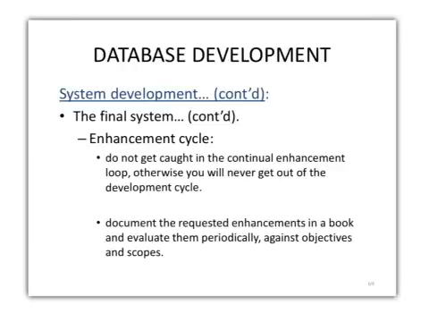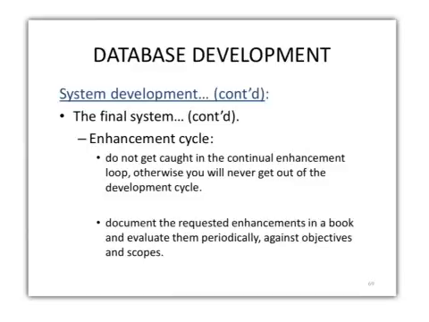Then the third cycle is the enhancement cycle. In the enhancement cycle, we should not get caught in a continual enhancement loop. Otherwise, you will never get out of the development cycle. The enhancement cycle is just a continuous enhancement over the years. So after alpha testing and beta testing, once we're done, we start to use the system, and over the years we start to hear feedback on how to enhance the system and how we can include those enhancements in future editions of the program.